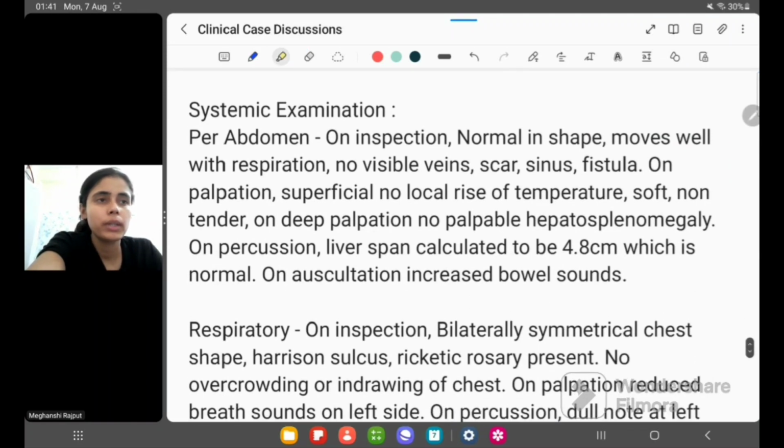Per abdomen, it is normal. What is important is that you check for any hepato or splenomegaly, whether it is palpable, and on percussion, you need to calculate the liver span. Here, according to this age, it is 4 to 5. It is normal, the liver span.